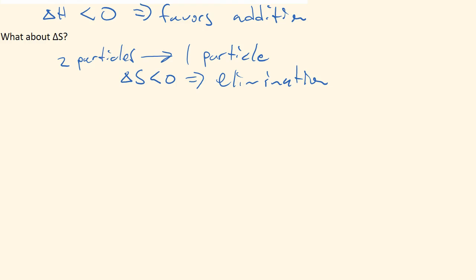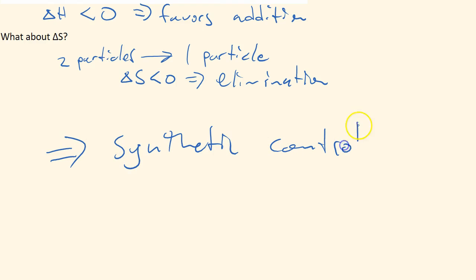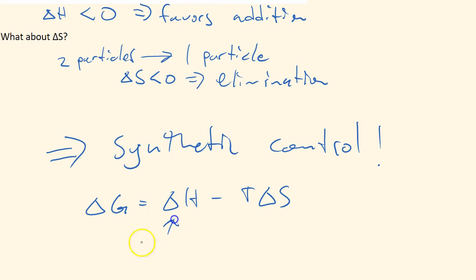So the fact that the two parts of delta G favor different things, delta H favoring the addition product and delta S favoring the elimination product, gives us synthetic control. Think about the equation for delta G. Delta G equals delta H minus T delta S. At low temperatures, delta H wins. At high temperatures, delta S wins.